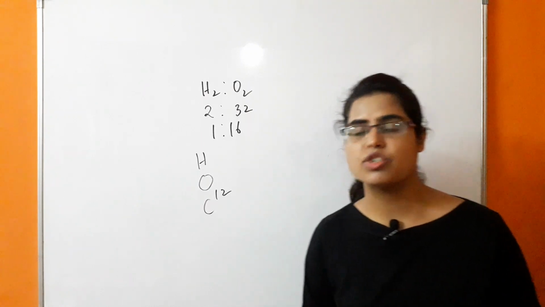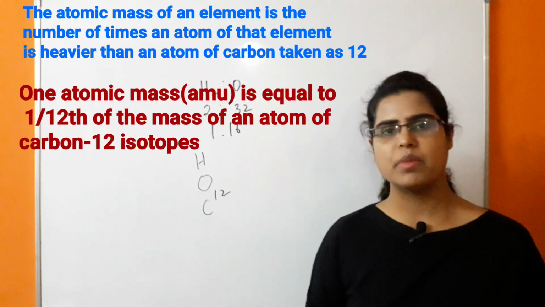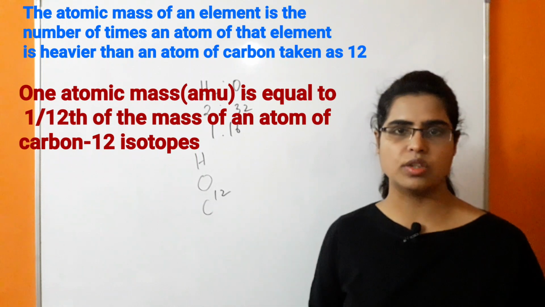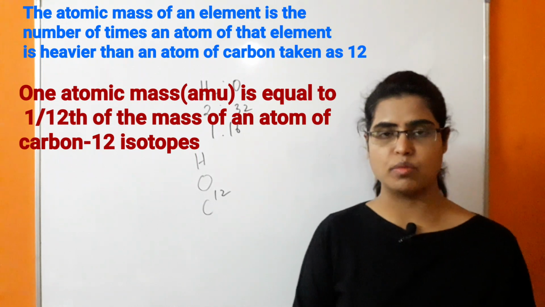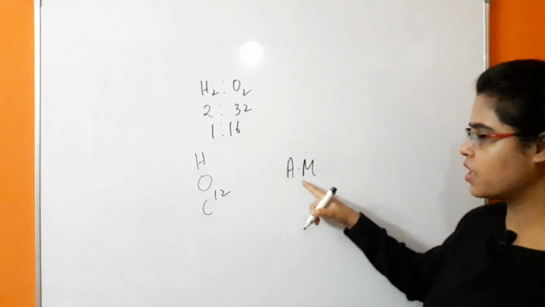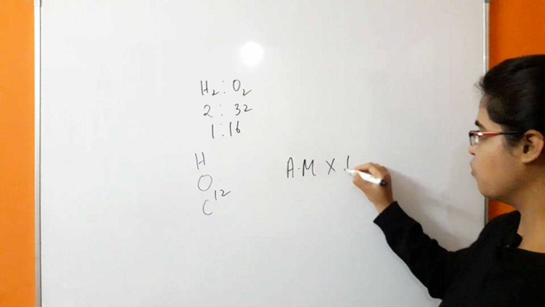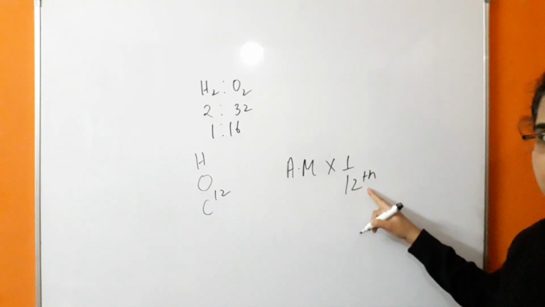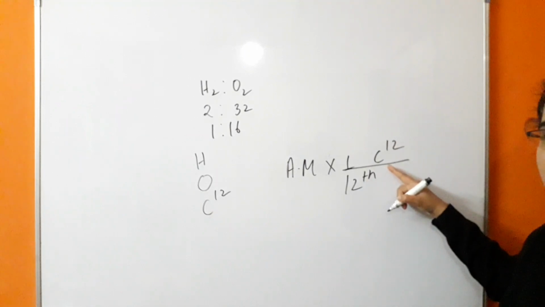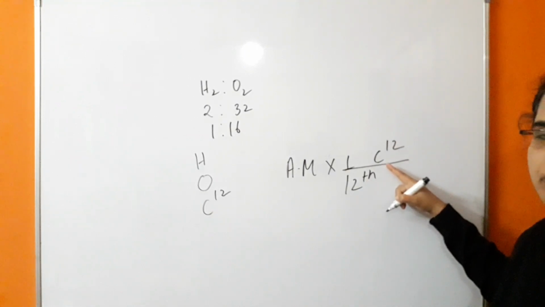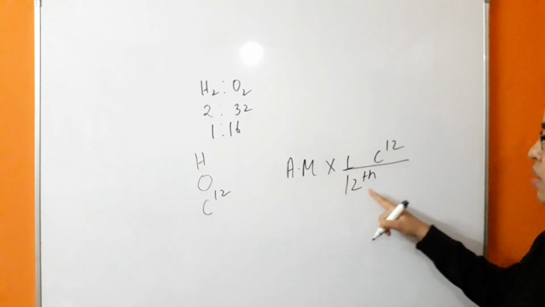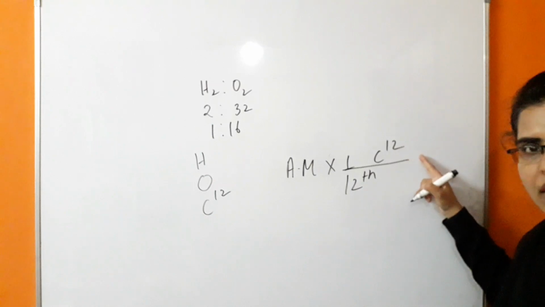So what is the definition of atomic mass? The atomic mass of an element is the number of times it is heavier than 1/12 of the carbon-12 isotope. Here we are taking the carbon-12 isotope, in which carbon has mass 12, so the atomic mass of an element is compared with 1/12 of the carbon-12 isotope.